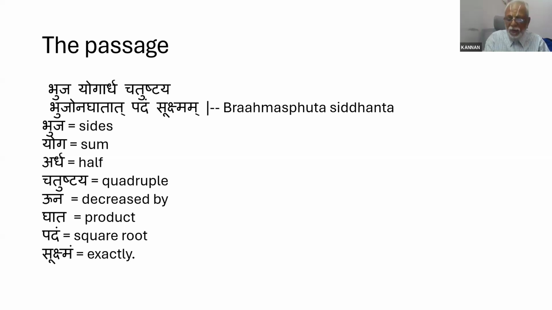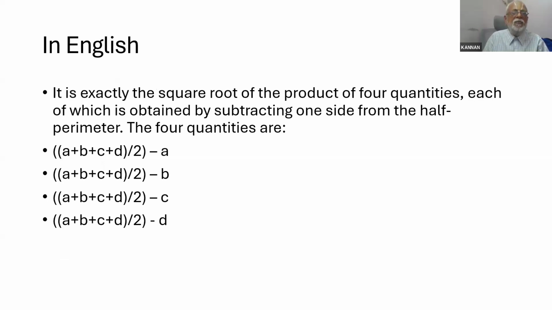We have seen the passage and its word by word meaning. Now we will see the English translation of that. It means area is exactly the square root of the product of 4 quantities, each of which is obtained by subtracting one side from the half perimeter.